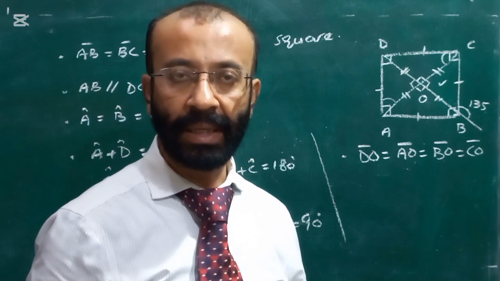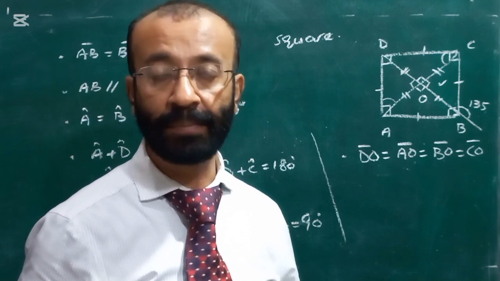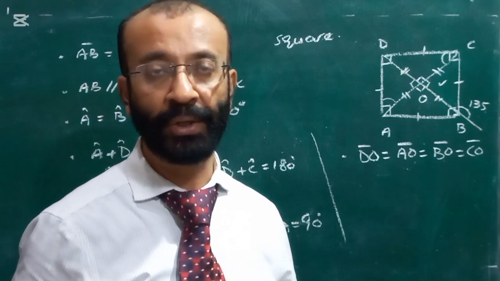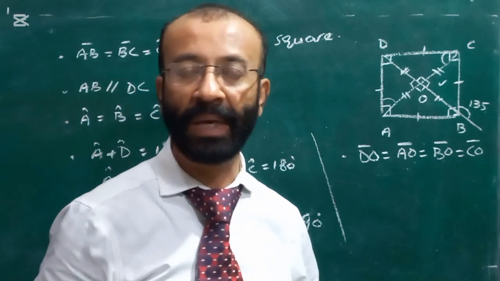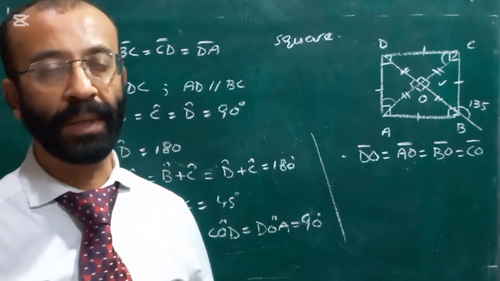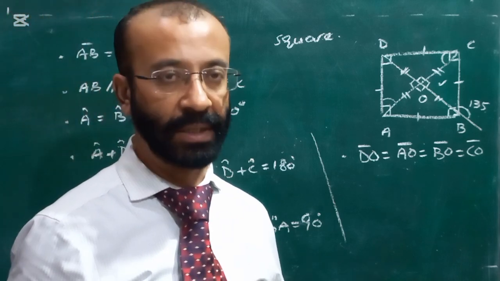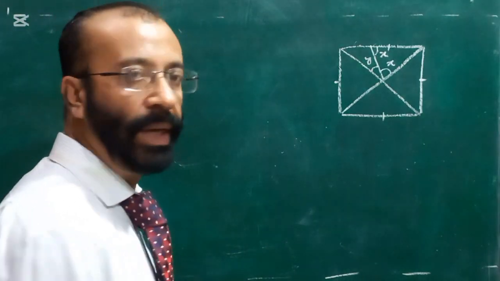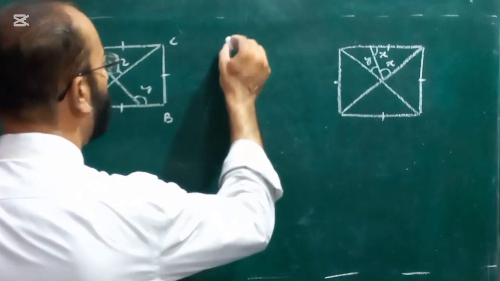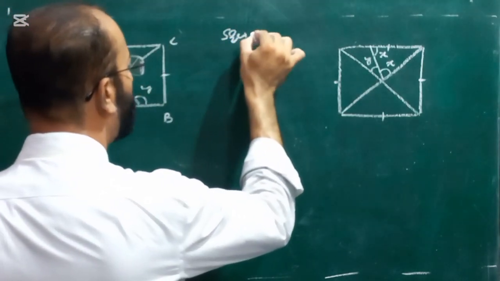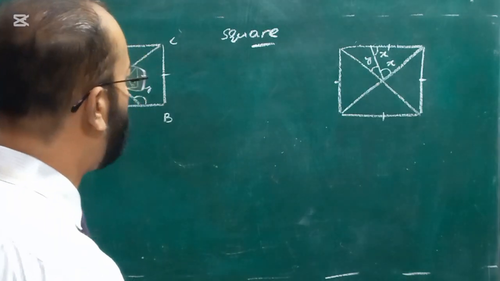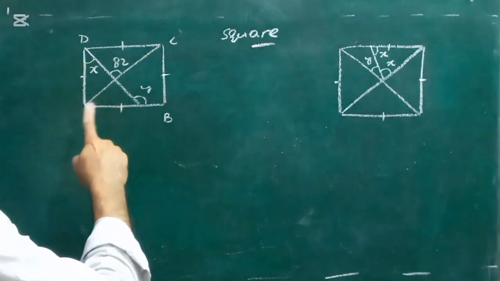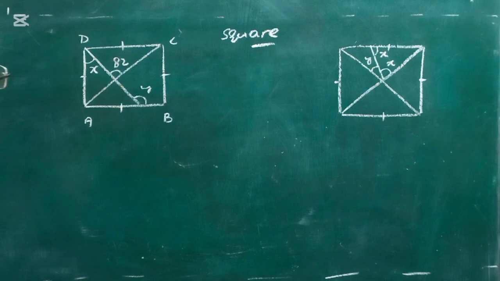So first learn these properties, understand these properties, because these properties will help you a lot in solving the questions. Without understanding the properties, you will be uncomfortable in solving the questions of this topic. So here are two questions of square. Both figures are squares. It means all sides will be equal and each angle will be equal to 90 degrees.